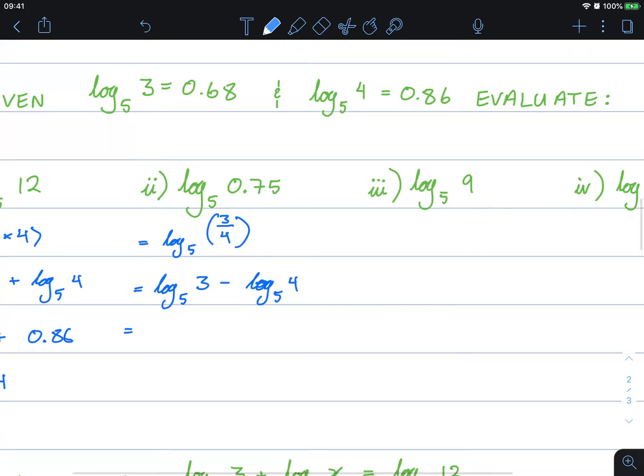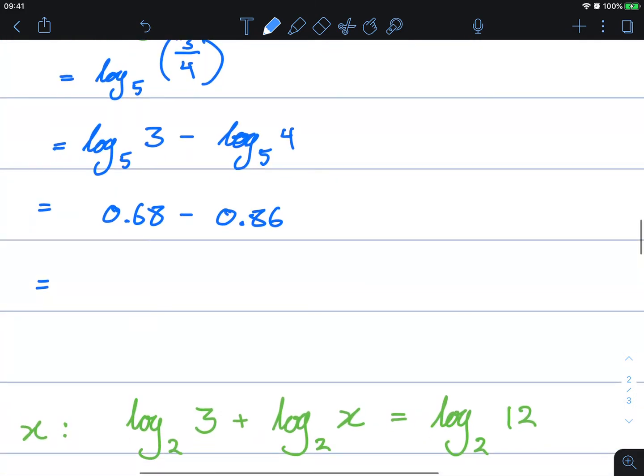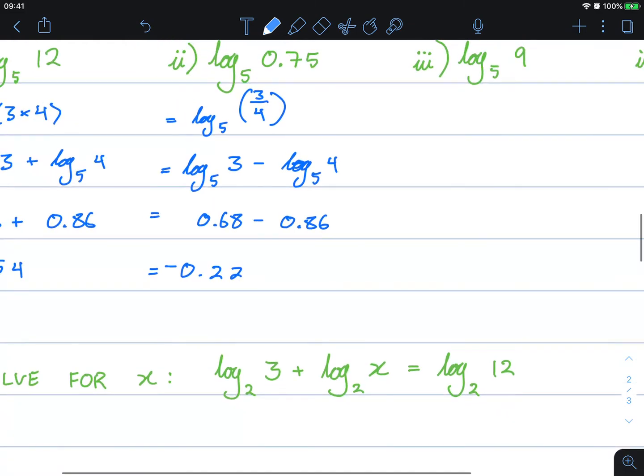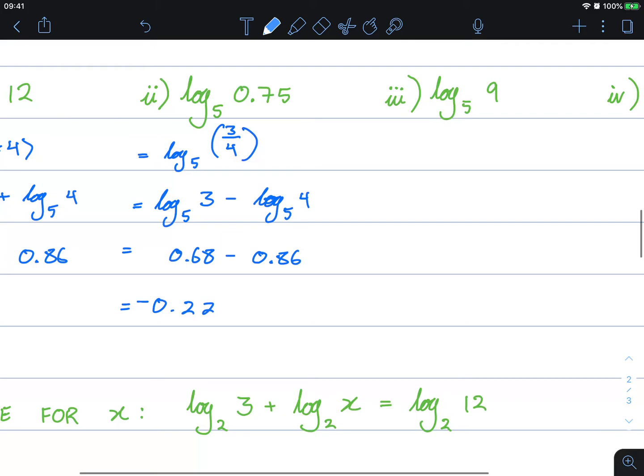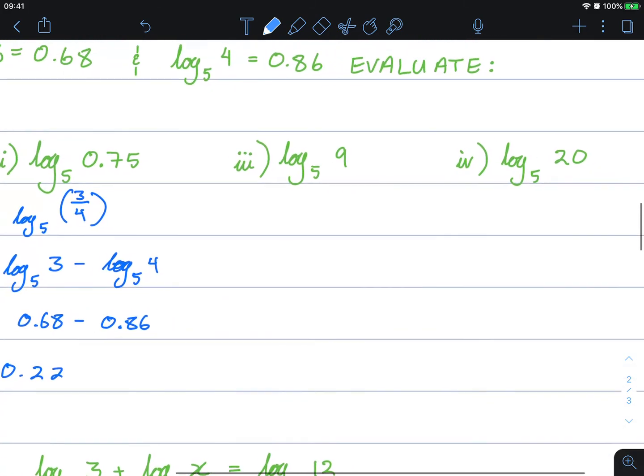But we know these answers. This is going to be 0.68 minus 0.86. And I believe this is going to be 8 minus 6 is 2. 6 minus 8. 8 minus 6 is 2. 6 minus 8 is negative 2. So negative 0.22. I apologize if that's wrong. I'm trying to do this without a calculator.